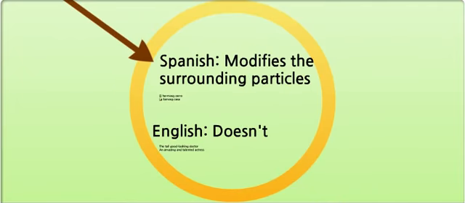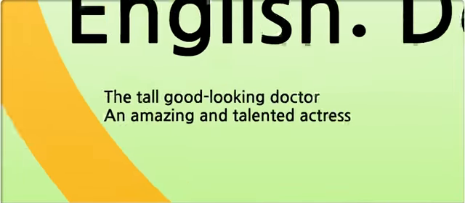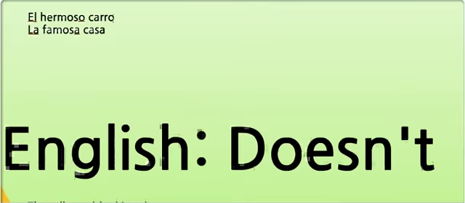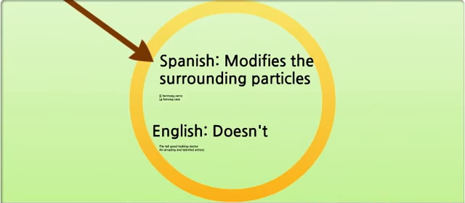Funny thing is that English doesn't. The noun does not modify the surrounding particles. It can be plural, singular, masculine, or feminine, but the modifiers will stay the same. They can be articles or adjectives, and they will stay the same, as we have here: the tall, good-looking doctor and an amazing and talented actress. The gender does not affect the adjective or the article.